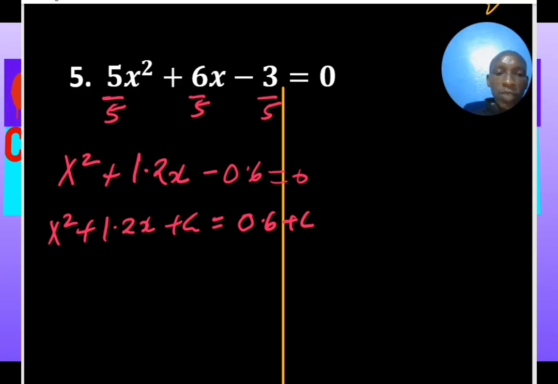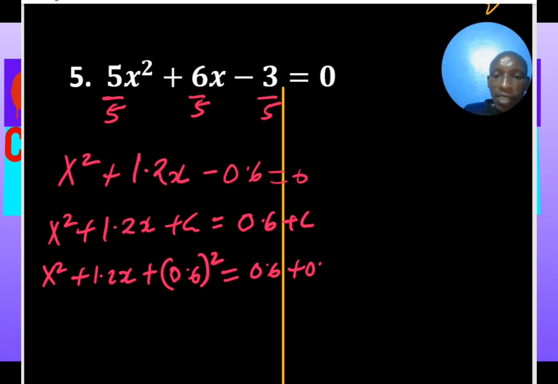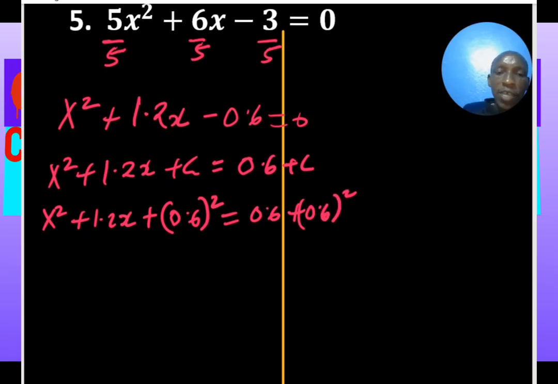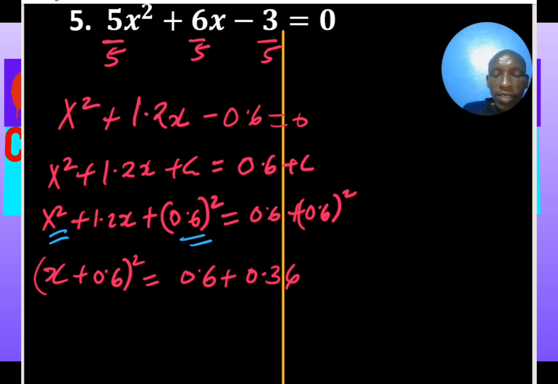So 0.6 will now cross. So we shall have x squared plus 1.2x plus our c, where c is b over 2 squared. So that is 1.2 divided by 2, and that gives you 0.6. So 0.6 squared is equal to 0.6 plus 0.6 squared. So therefore, we pick the terms with squares and put in one bracket. This is going to be x plus 0.6 squared is equal to 0.6 plus 0.36.